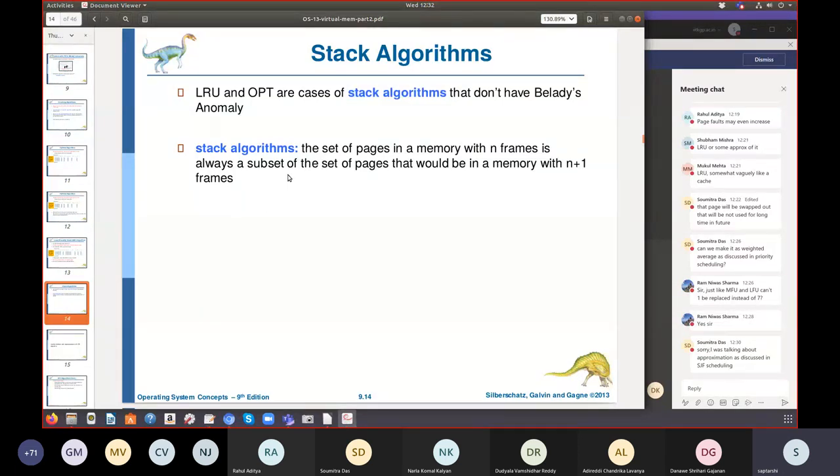The set of pages in memory with n frames is always a subset of the set of pages that would be in the memory with n plus 1 frames. Therefore, it is not possible in these algorithms that you increase the number of frames, but the number of page faults also increases. You can look up the literature to know more about stack algorithms. I'm not going into detail, but these algorithms don't suffer from Belady's anomaly. So it's guaranteed that if you give memory with more frames, then the number of page faults will decrease.